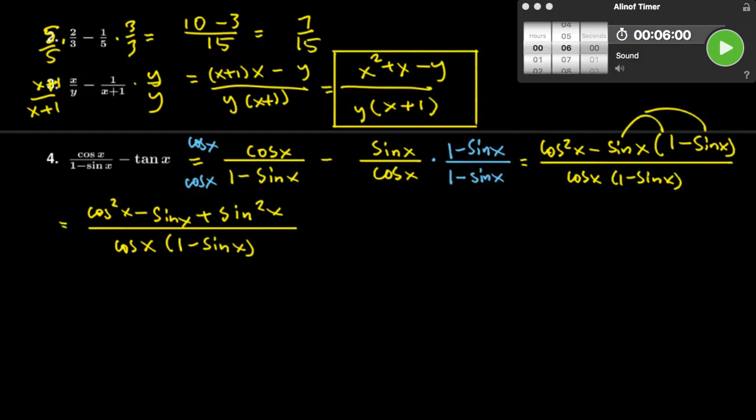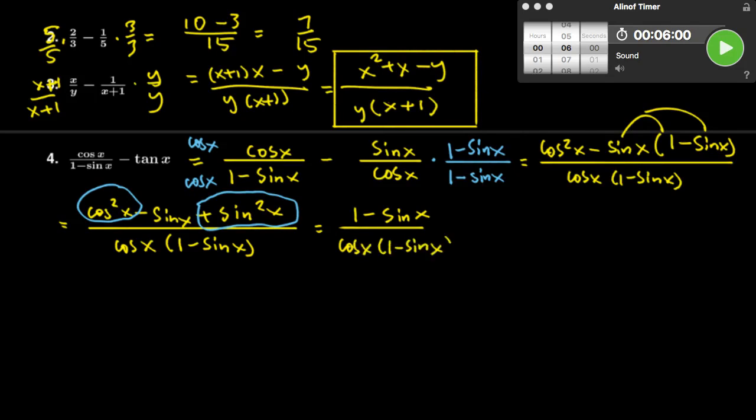Okay, so we can collect like terms. Notice we have a cosine squared, and we can add a sine squared to it. So that gives us, as we should all know by now, 1. So we get 1 minus sine of x, all divided by that same denominator. We have done nothing to it, but remember to always carry over any work that you've done.